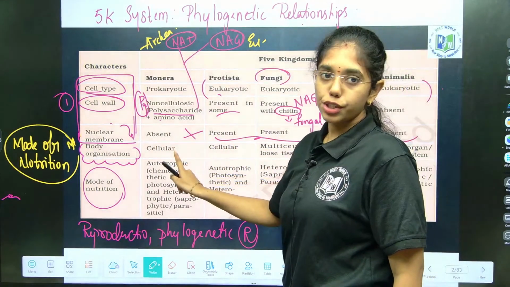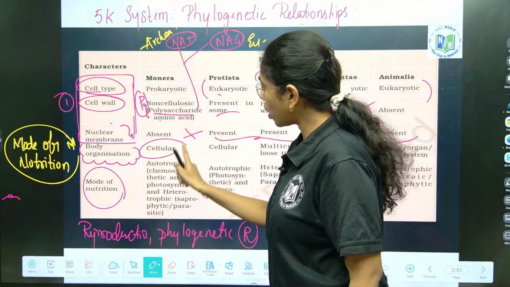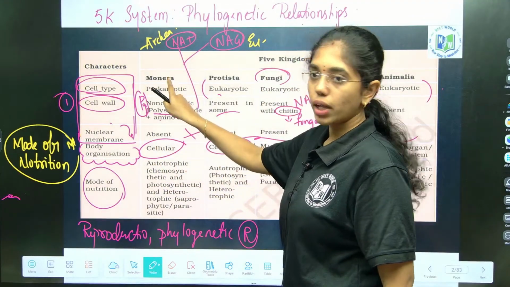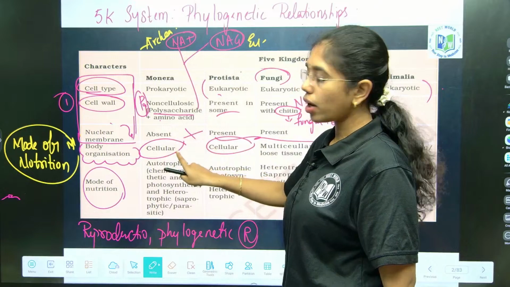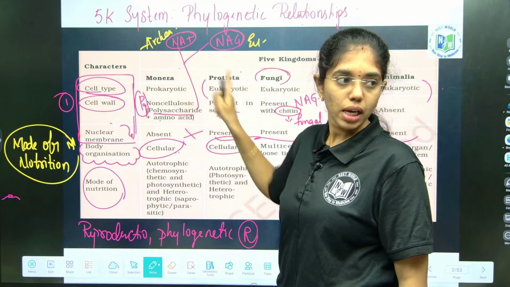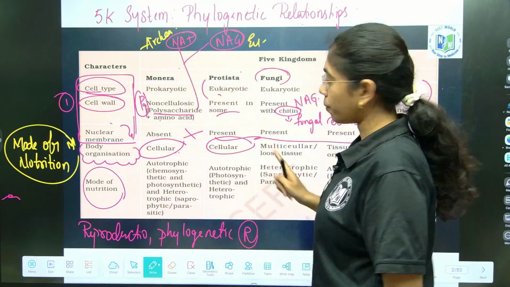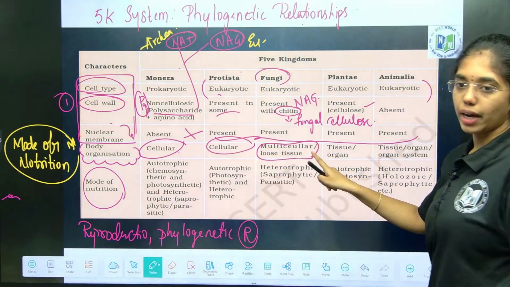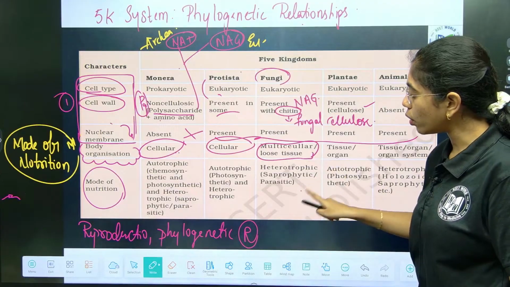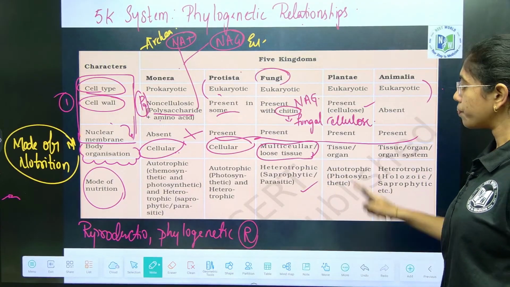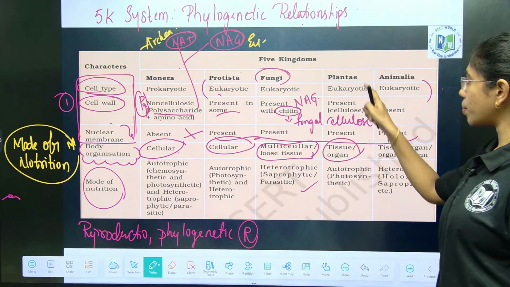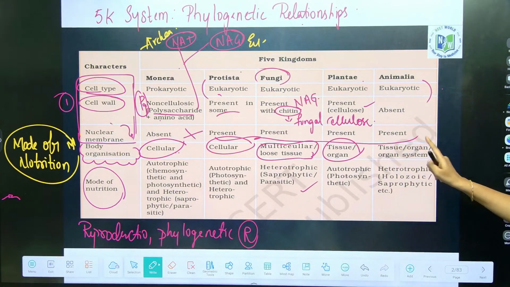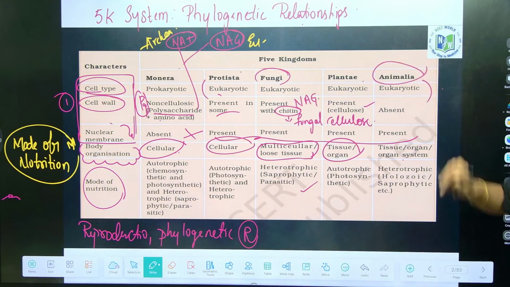Body organization is important. Cellular body organization in both Monera and Protista. Cellular organization is prokaryotic in Monera, here it is eukaryotic. Next is multicellular loose tissue in fungi, which have only a heterotrophic mode of nutrition. Then tissue or organ system in Plantae, tissue and organ system in Animalia.